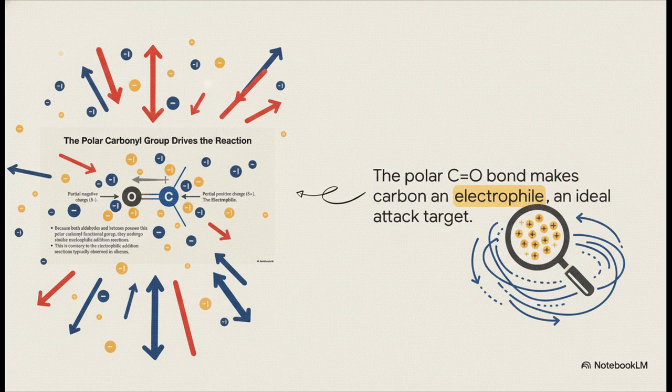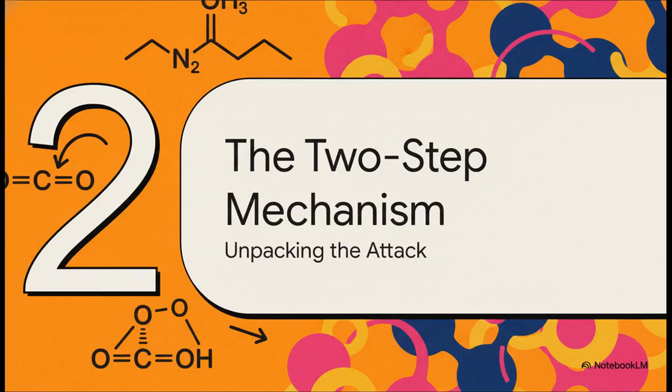And in chemistry, that electron-loving carbon has a special name. It's an electrophile. It's the bullseye for this entire reaction. Okay, so how does this attack actually happen? Well, it's not just a random crash. It's more like a really predictable two-step dance that completely changes the molecule's shape and structure.